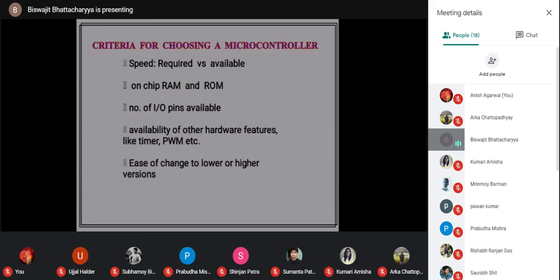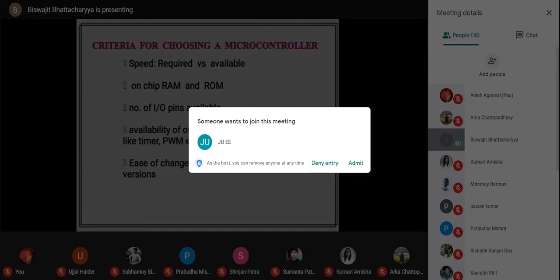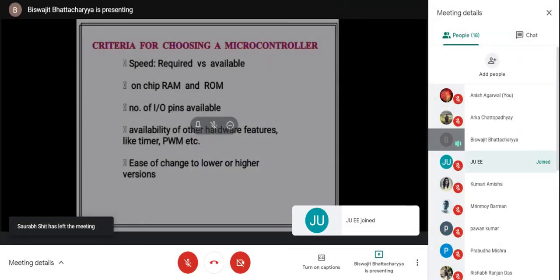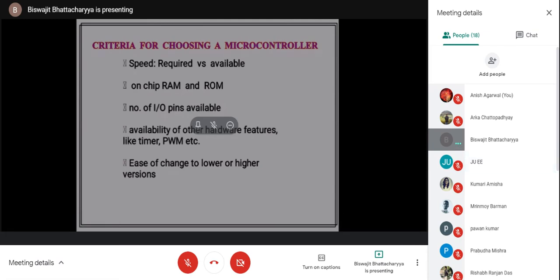And obviously version compatibility is important. Sometimes we want to choose one particular version of microcontroller that can be fitted with the existing version of the microcontroller which is already in operation. So the availability and compatibility of version may be an issue in choosing a microcontroller.